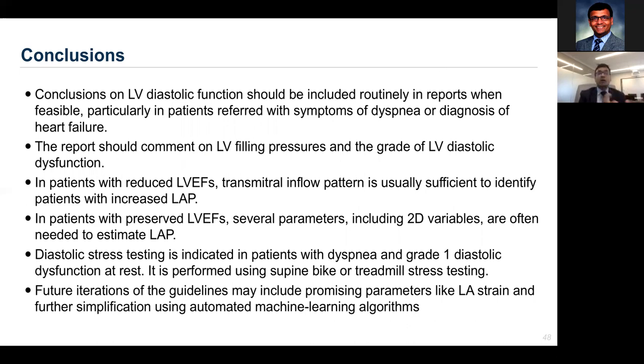And further iteration of guidelines will be taking in new cutoff values for E prime and LA volume index probably, and also maybe incorporation of robust parameters like left atrial strain, and using new machine learning approach, which could help us simplifying the processes for arriving at the diagnosis.